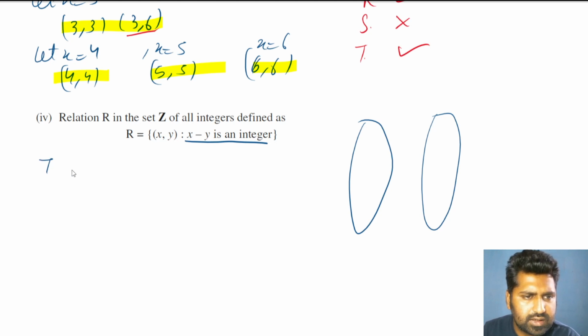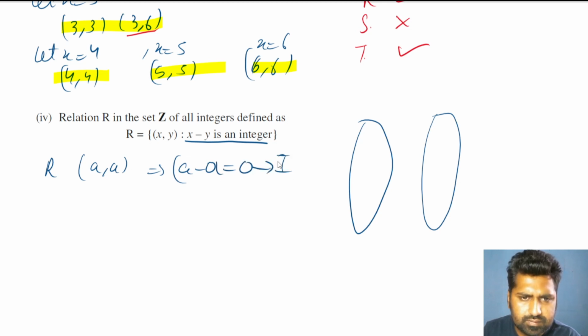So let's check. Reflexive means a comma a. A comma a means a minus a. Is a minus a 0? 0 is an integer. So yes, a minus a is 0, and 0 is an integer. So yes, reflexive.